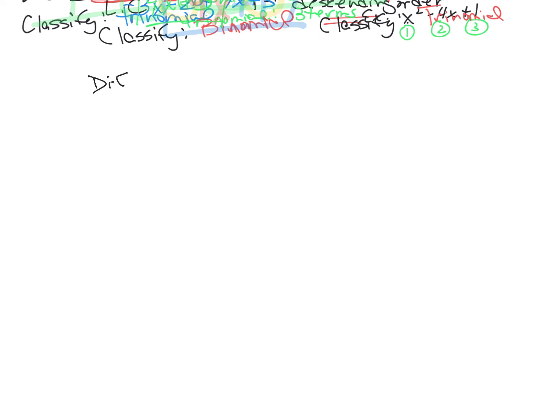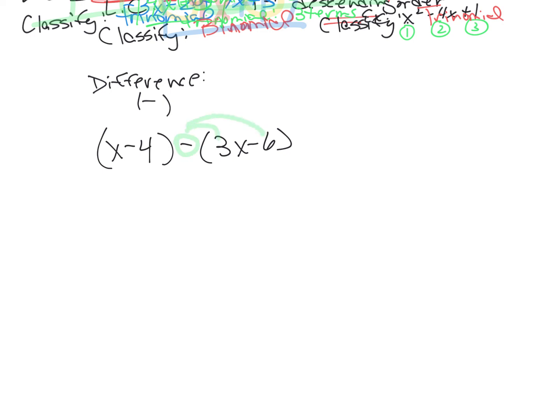Remember, difference means to subtract. So here, my parentheses are important. So if I give you x minus 4 minus 3x minus 6, this negative has to distribute. That means to multiply. So now, because there's a negative 1 out here, I can actually put like this little 1 here. So I have to distribute that. So this becomes negative 1 times 3x becomes negative 3x. Negative 1 times negative 6 becomes a positive 6.